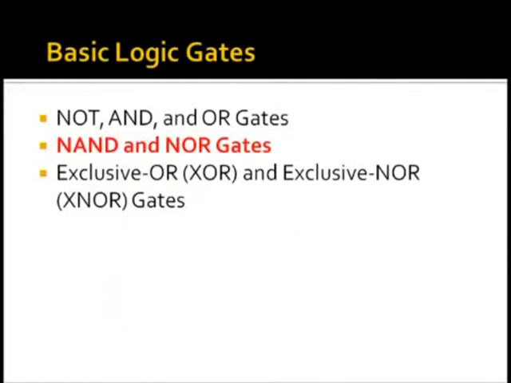Okay, those are the three basic gates: NOT, AND, and OR. Turns out that any logic circuit can be made from only those three basic gates. Let's look at two other gates that can be made from NOTs, ANDs, and ORs, that is NAND and NOR gates.